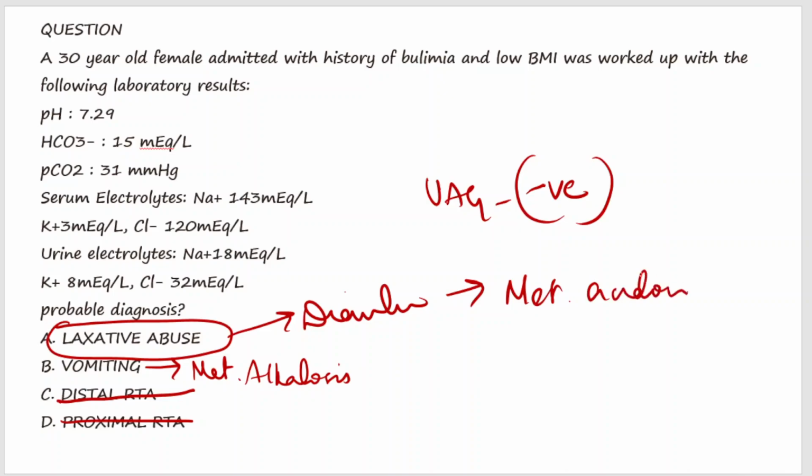Even in this history, what do you find? A 30-year-old female with a history of bulimia and low BMI. In these kinds of patients, there can be laxative abuse or diuretic abuse to maintain their BMI. So that can be the cause. Laxative abuse is the answer here. All right, so thus we've seen serum anion gap and urine anion gap, and how you can use them in diagnosis.